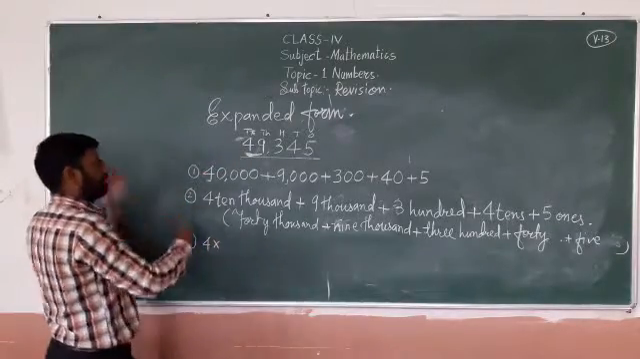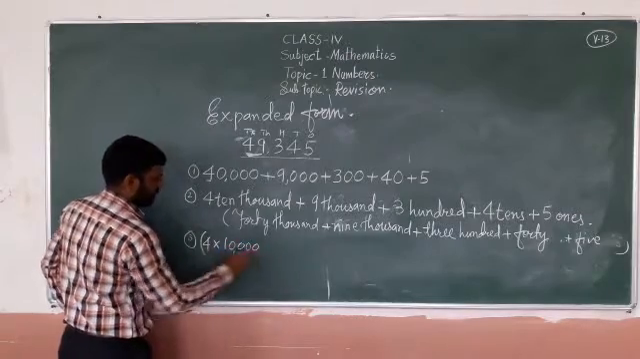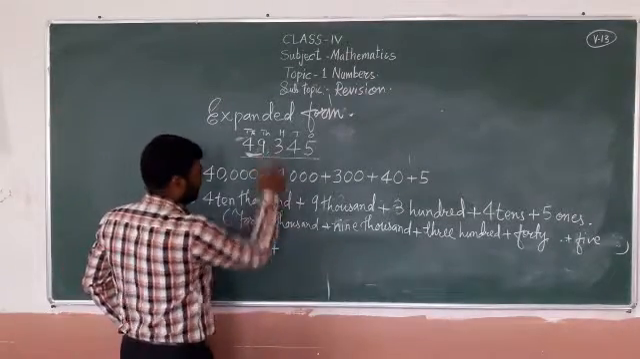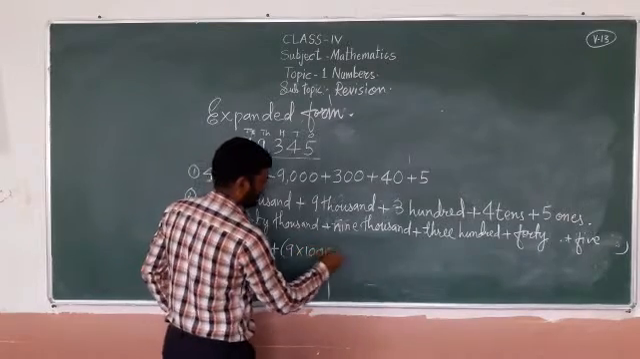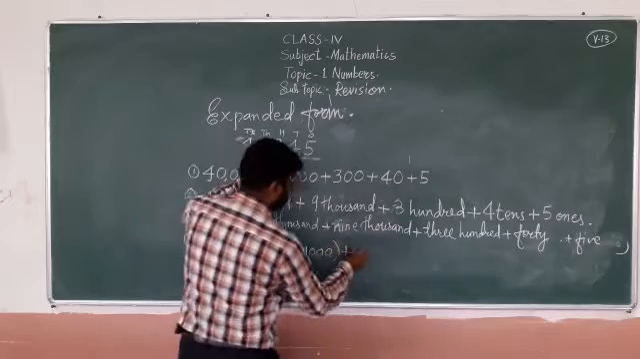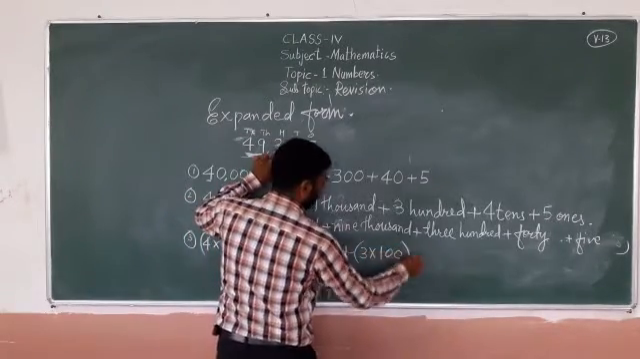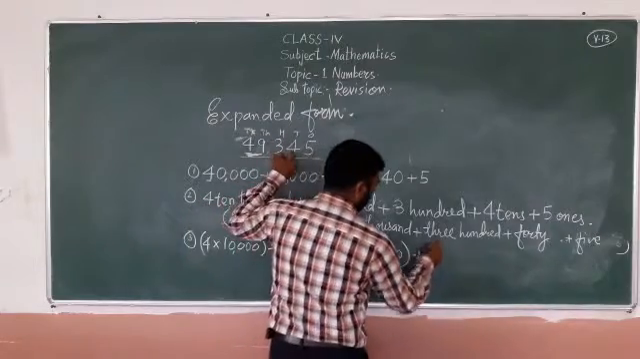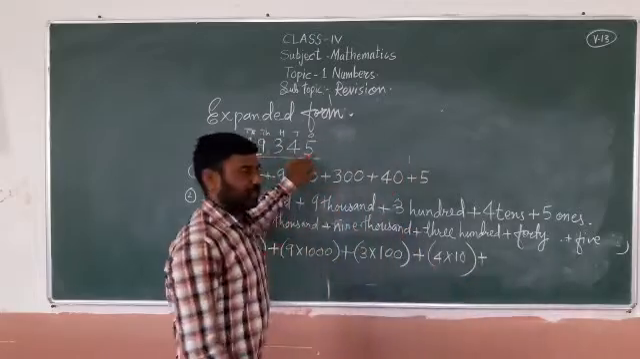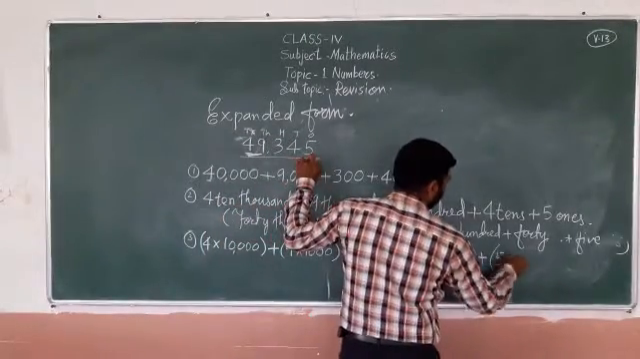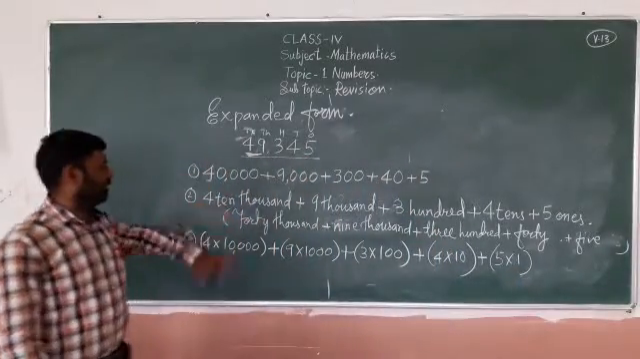And the third method is you can write 4. 4 is in which place? 10,000 place. So 4 multiplied by 10,000, plus 9 is in the thousands place, 9 multiplied by 1,000, plus 3 is in the 100 place, so 3 multiplied by 100, plus 4 is in the tens place, so 4 multiplied by 10, plus 5 is in the ones place, so 5 multiplied by 1. Understand?